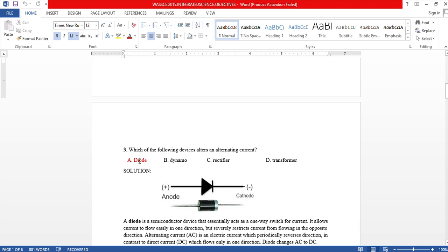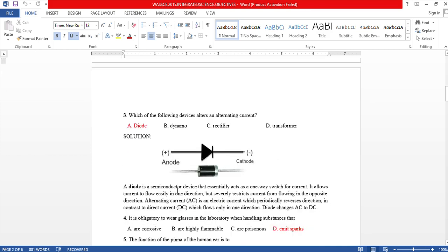Now over here, among these devices, the diode happens to be a device which will change an alternating current to a direct current, so that it will have just one direction. Take note that I just said alternating current, just like the name, alternating, it changes direction. So a diode is normally used so that it will cause an alternating current to only flow in one direction and become direct current.